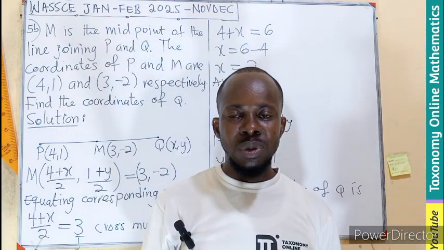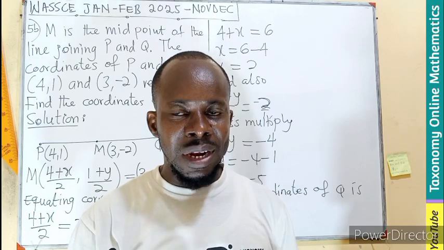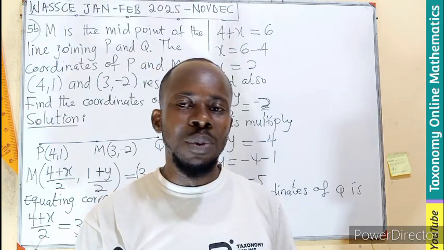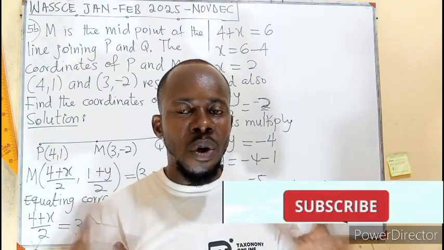This is the midpoint between two points. You can check my playlist on YouTube, Plane Geometry 1, where we deal with the division of a line into either equal lengths or a given ratio.